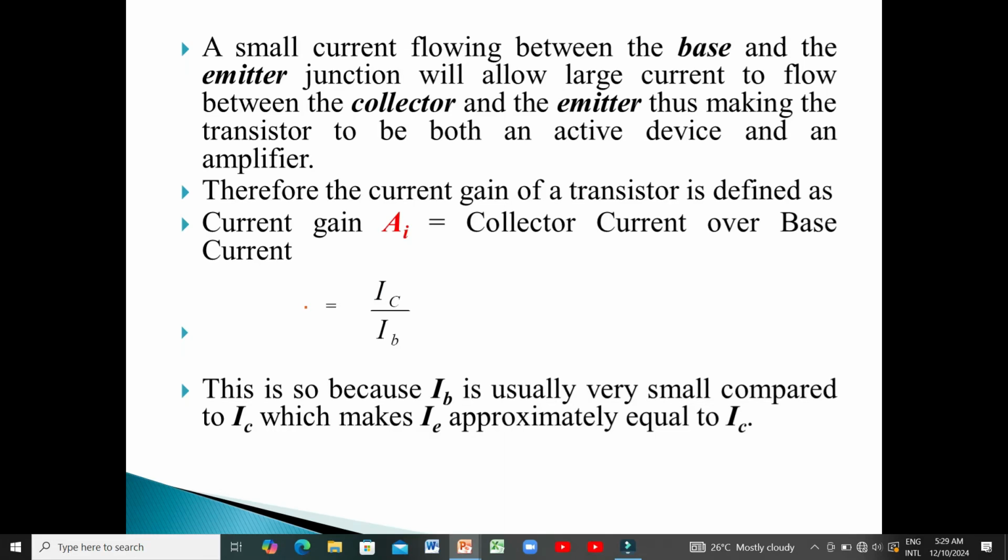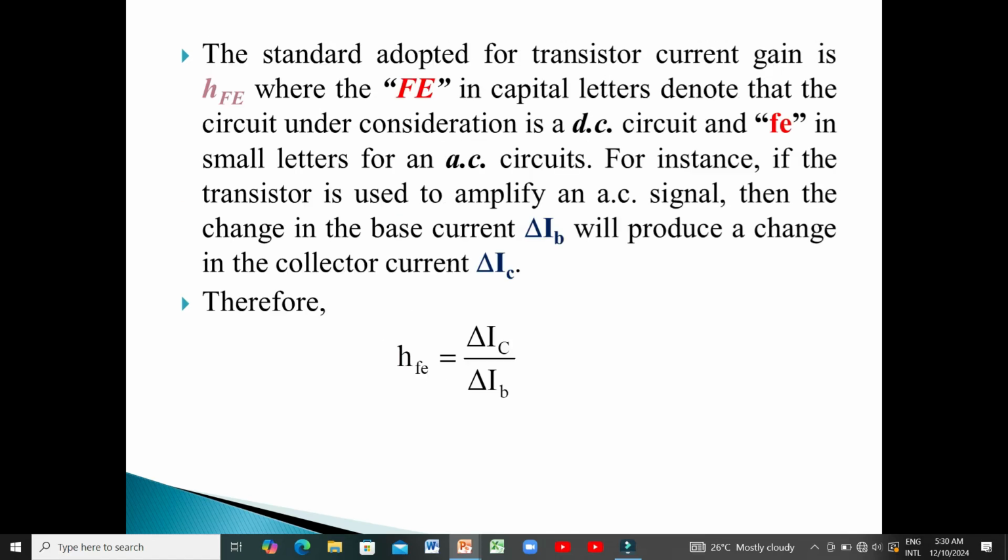A small current flowing between the base and the emitter junction will allow a large current to flow between the collector and the emitter, thus making the transistor both an active device and an amplifier. Therefore, the current gain of a transistor is defined as current gain equals collector current over base current, that is IC over IB. This is so because IB is usually very small compared to IC, which makes IE approximately equal to IC.